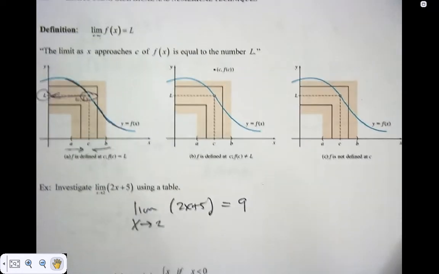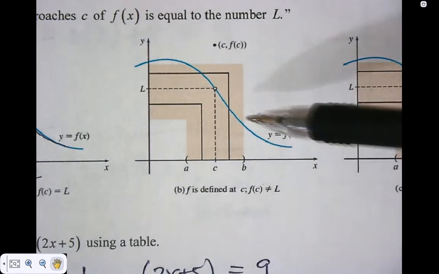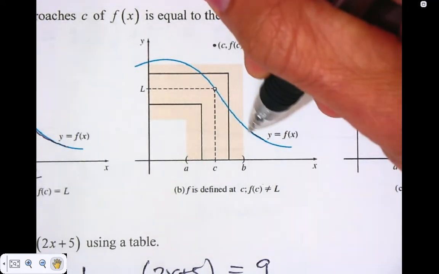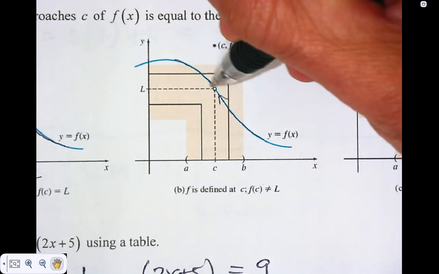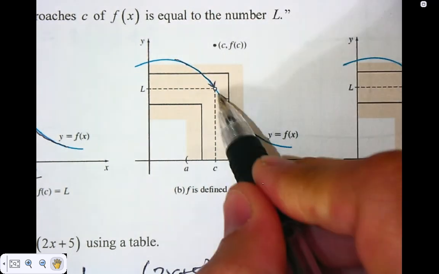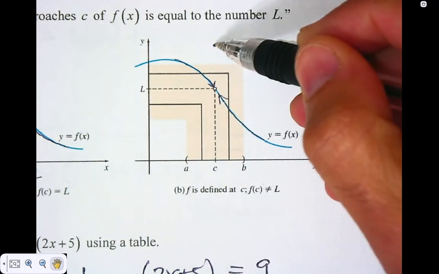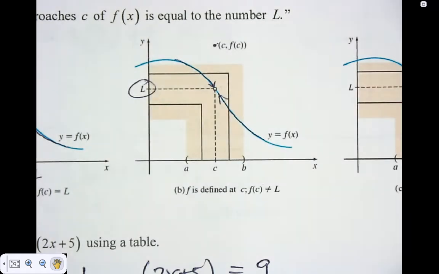Look at this graph in the middle here. There's a way to create a function where the limit, as I'm coming in towards c from the right, I'm right here, and then coming in from the left, I'm right here. You can see that there's a hole there, but the limit process doesn't care. Even though the function is defined up here, this limit would still be equal to L, even if the function is not defined there.